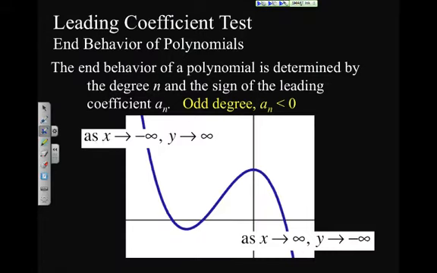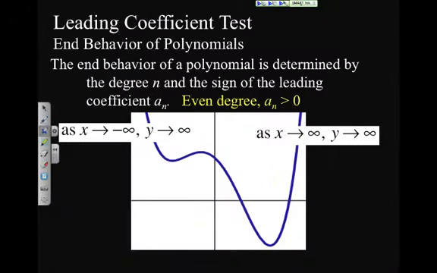Looking at this one, it's an odd degree, and this time the leading coefficient is negative. So again, as we're going to the left, we can see this one is going up, so y approaches infinity. As we move the graph further to the right, this is going down, so y approaches negative infinity. And there's nothing magical about this. This is just properties of what happens when it's an odd degree and a negative leading coefficient.